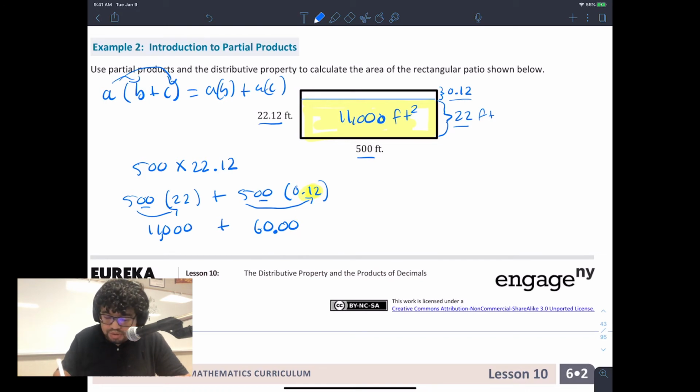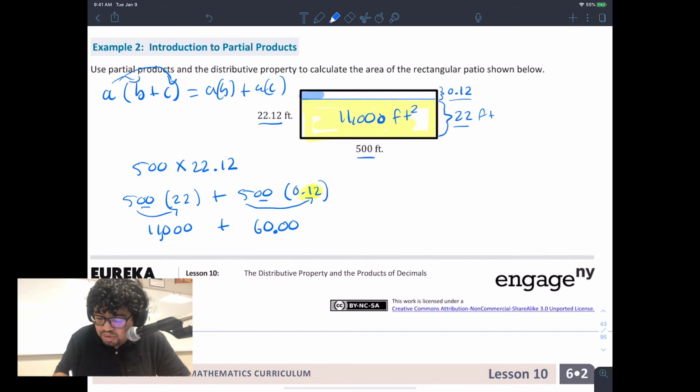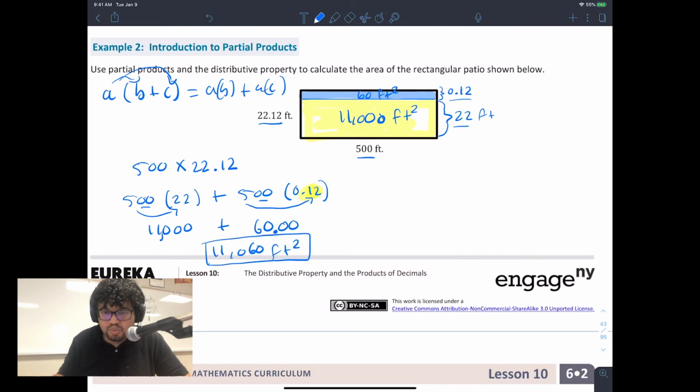So when I add them all together, just for reference, that tells you that this little part at the top that has 0.12 feet has an area of 60 feet squared. You add them both together and you get the area of this patio, right? So 11,000 plus 60 is just going to be 11,060 feet squared. Remember, the unit of measurement for area is squared, or square feet. All right. So that's example number 2.